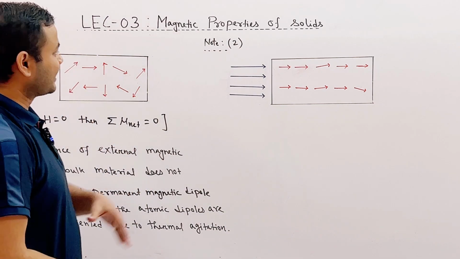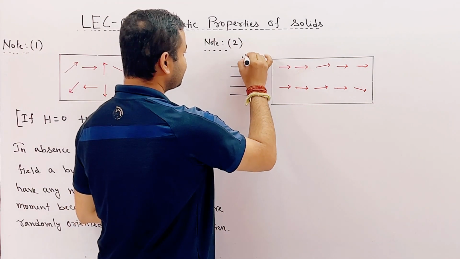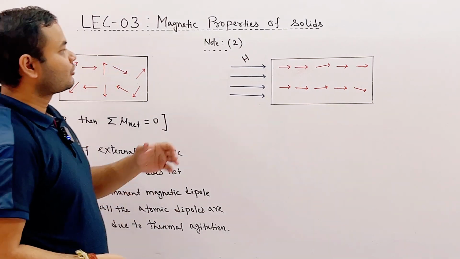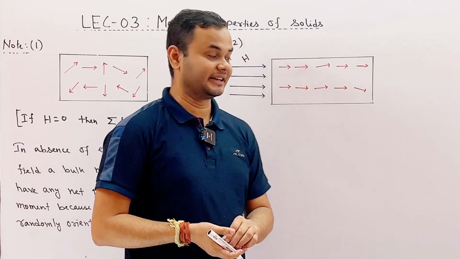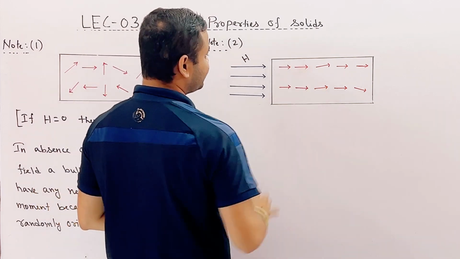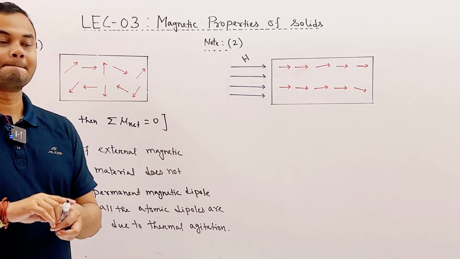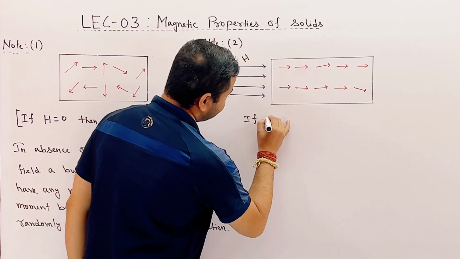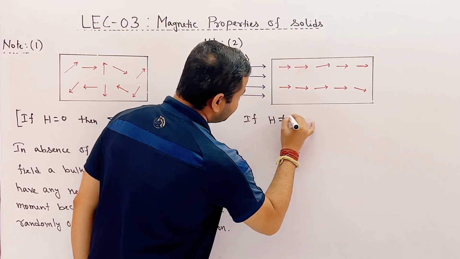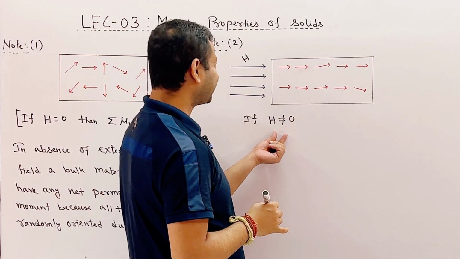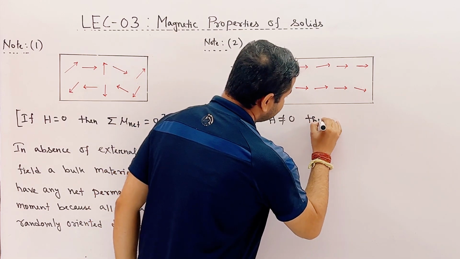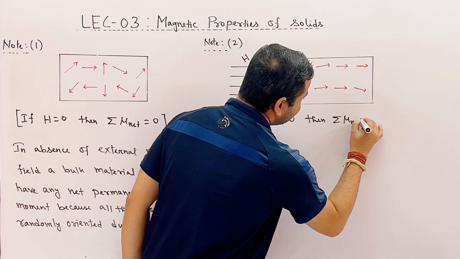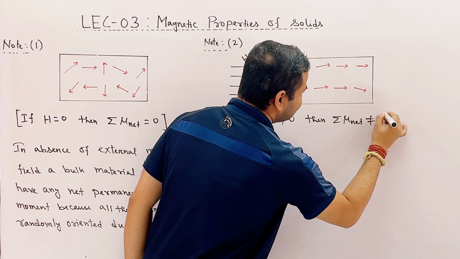However, if we apply external magnetic field, then all these atomic dipoles will try to align along the field direction. As a result, this bulk material will have a net magnetic dipole moment. So if H not equal to 0, that means if we apply external magnetic field, then the bulk material will have net magnetic dipole moment.